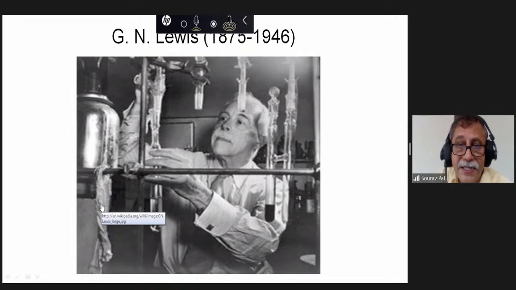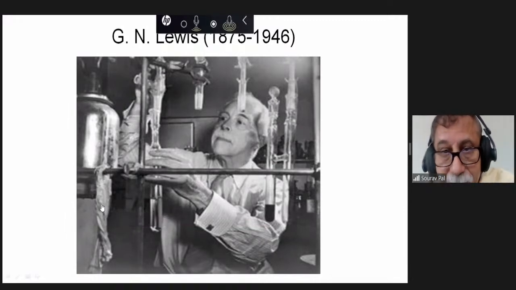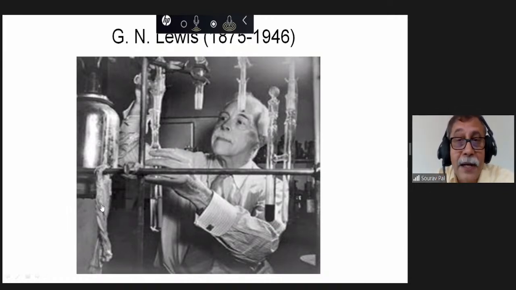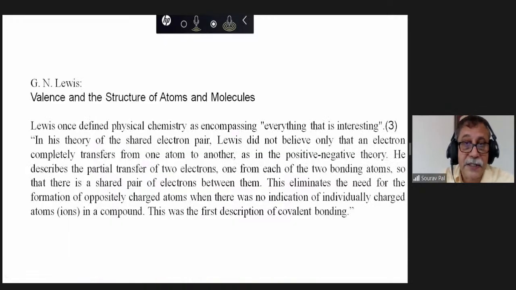In fact, I must say that in 1916, quantum mechanics was just about beginning to come. It had still not come full-fledged. In fact, Bohr's atomic theory came in 1913, which was really not quantum mechanics. But G.N. Lewis actually left the field when quantum mechanics came. And this was actually taken up by a very famous scientist called Linus Pauling. And this became a full-fledged valence bond theory.